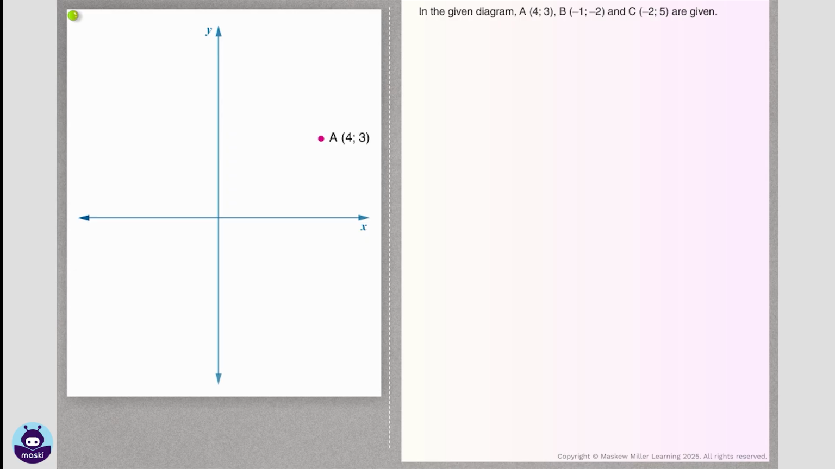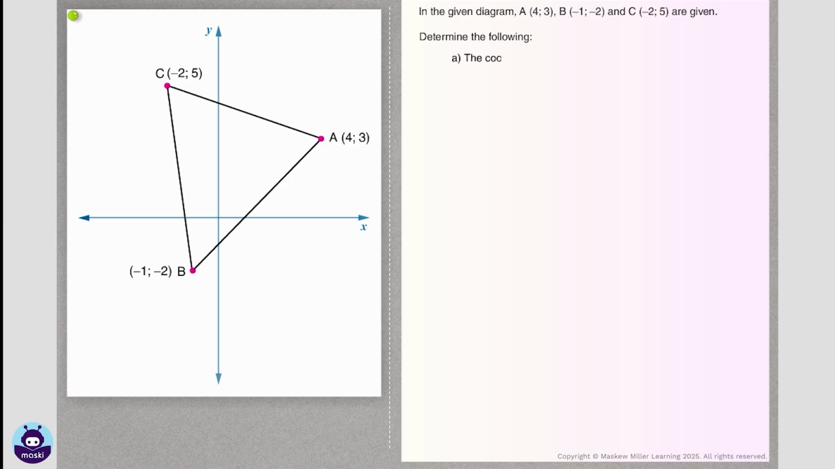Example 3. In the given diagram, A(4, 3), B(-1, -2), and C(-2, 5) are given. Determine the following. The coordinates of D, the midpoint of AC. Prove that AC is perpendicular to BD. The area of triangle CDB.